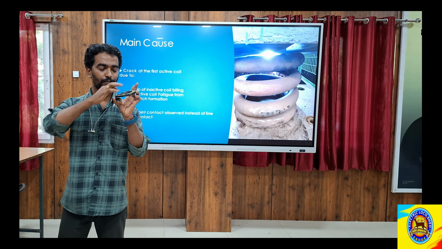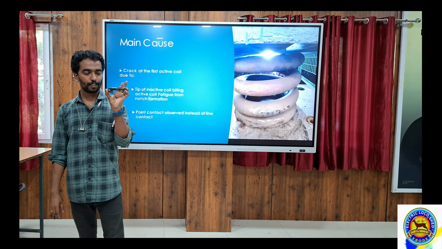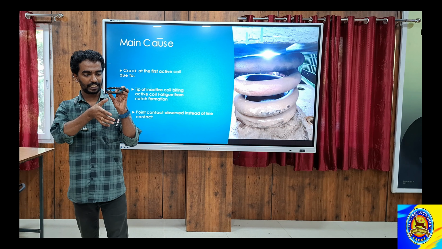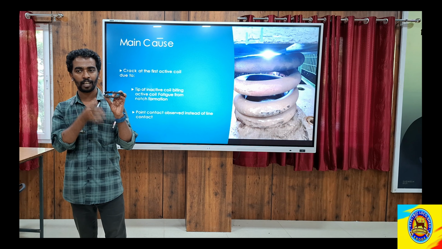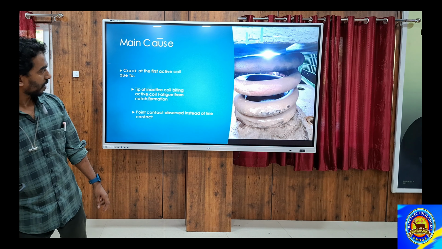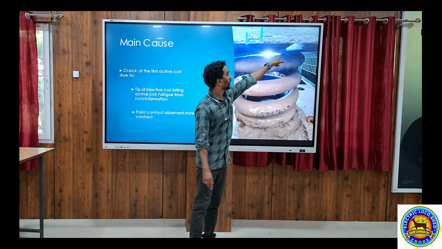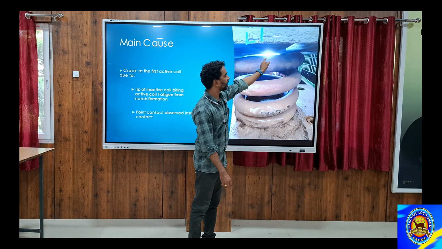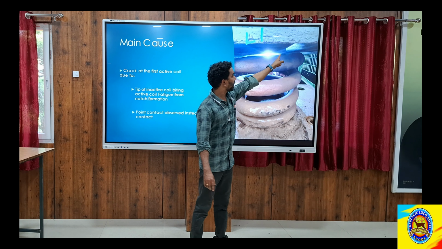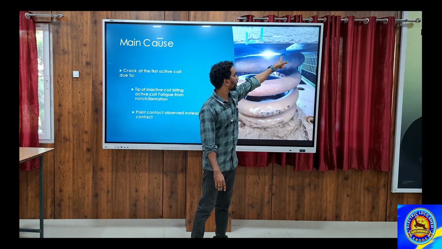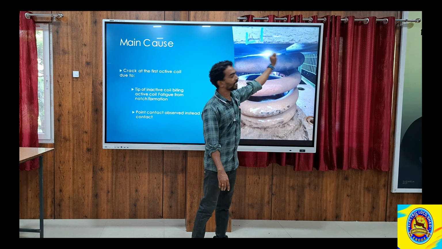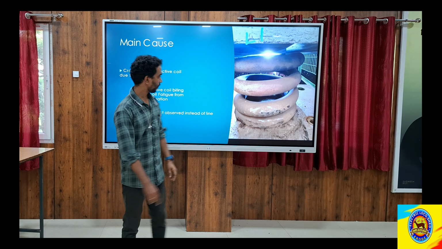So this first layer is called the inactive coil. After that, that layer is called the active coil. As you can see, this is a pointed contact. There should be a line of contact, which I will explain later, but this is a pointed contact. This is one type of problem that leads to the breakage of the spring.